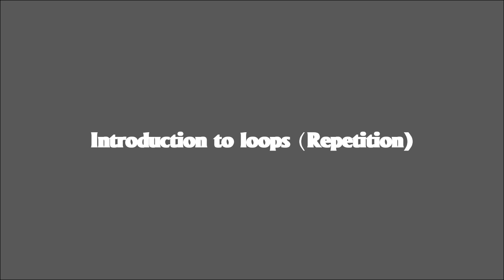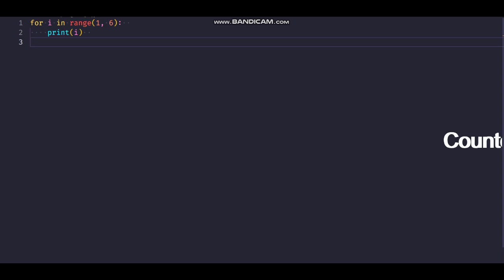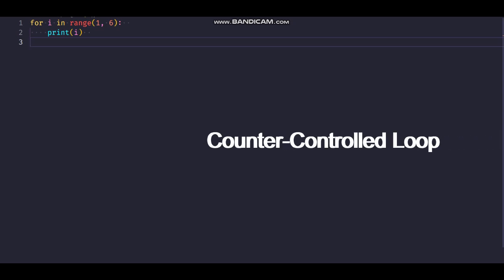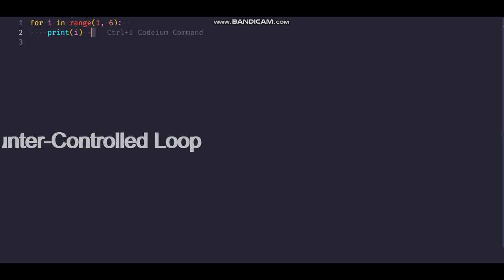Welcome to this comprehensive Python tutorial, where we'll dive deep into the different types of loops. Loops are powerful tools that help us handle repetitive tasks efficiently, and mastering them is key to writing clean, effective code. Let's begin with counter-controlled loops. These loops are used when you know exactly how many times you need the loop to run.